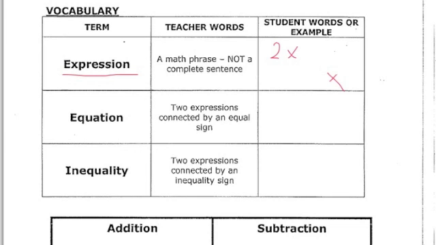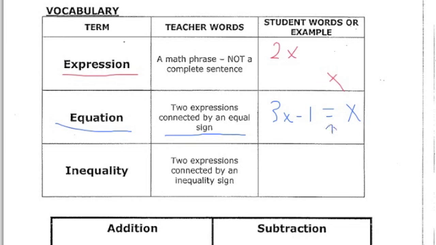Okay, what an equation is: two expressions connected by an equal sign. So let's say you have 3x minus 1 on one side. Well, you could set that equal to another expression, x, over here. So it's just two expressions connected by an equal sign.